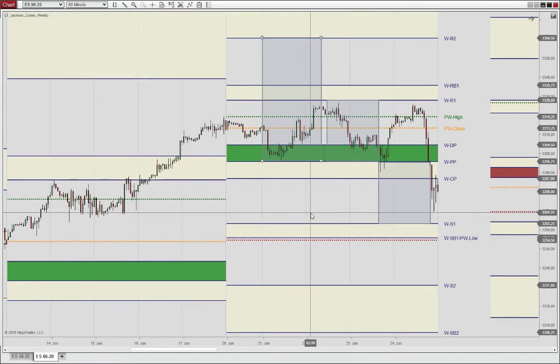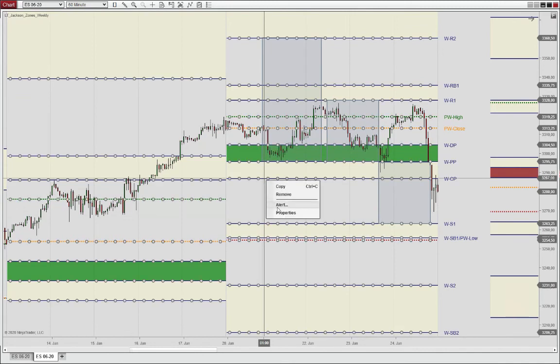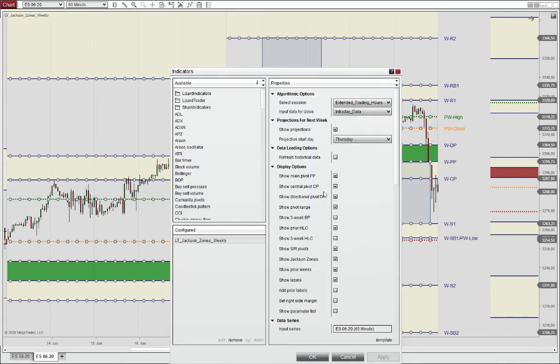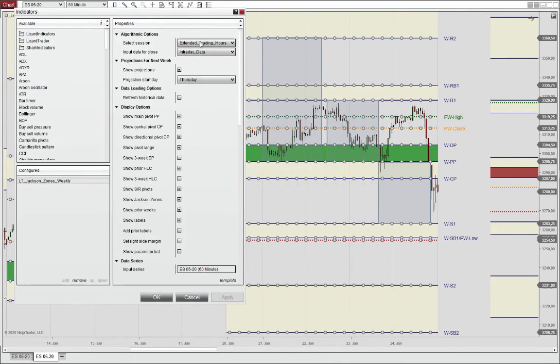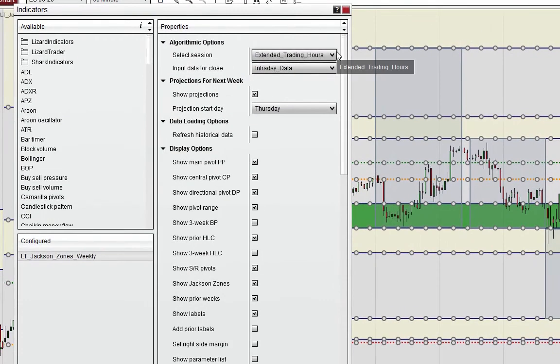Okay, so in the dialog box, I think the most important setting here is to define whether you're using extended trading hours, the full session, or the regular trading hours. You can also define custom hours or have them defined from the daily bars. Input data: if you use daily data, you will not be able to call that in automated strategies. So this is why we have by default set this to intraday data.